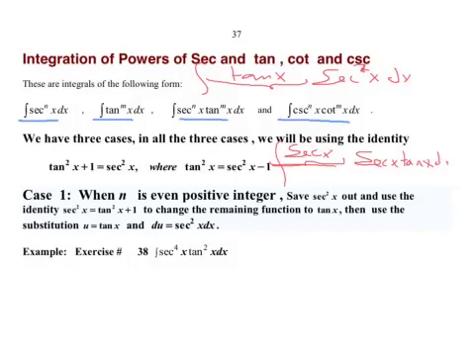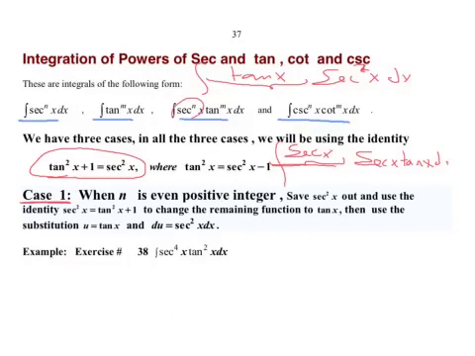We are going to use the identity tan squared plus 1 equals secant squared in order to change from tan to secant or secant to tan. Now, we are going to have 4 cases. Case 1, when n, which is the power of secant, is even.